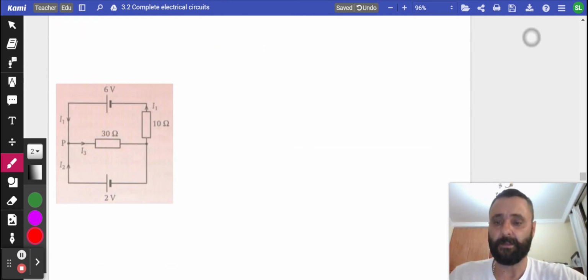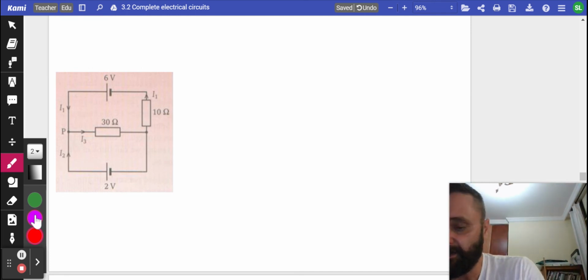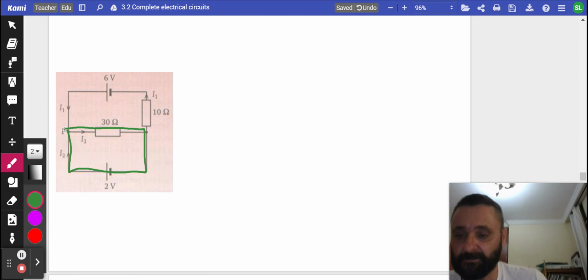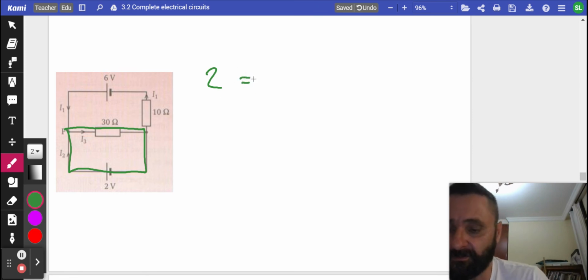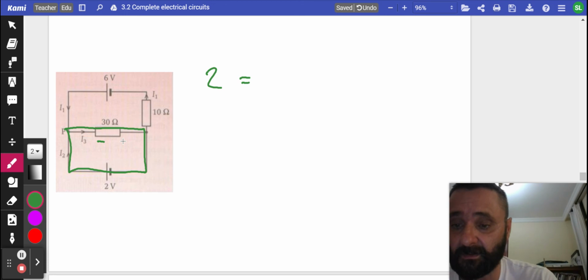Okay. Next closed loop. What do we have? This closed loop here. Right. EMF gain, we've got only 2 volts here. 2 volts equals, right, how many potential drops? Well, we've only got a potential drop across that one. So we've got 30 I3.